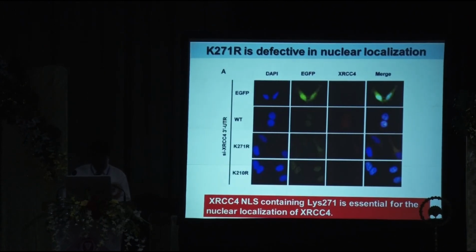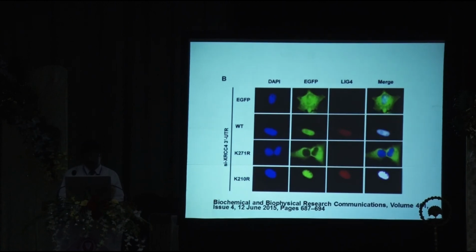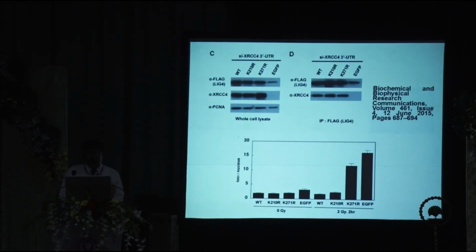Okay, so this is a very important thing: when we mutated this lysine 271 into arginine, okay, we could not see any XRCC4 protein. As you can see, there were holes present in the cells. It means that there is no nuclear XRCC4 protein present here. So it means that this lysine 271 is essential for the nuclear localization of XRCC4 protein. And when we looked at the Western blotting, this XRCC4 protein is present in all the cell lines, even with the K271R mutant we could see XRCC4 protein, but we could not see XRCC4 protein in the nucleus. Okay.